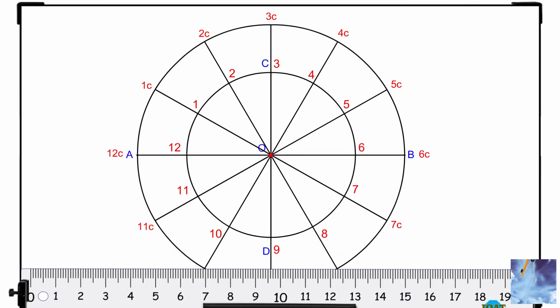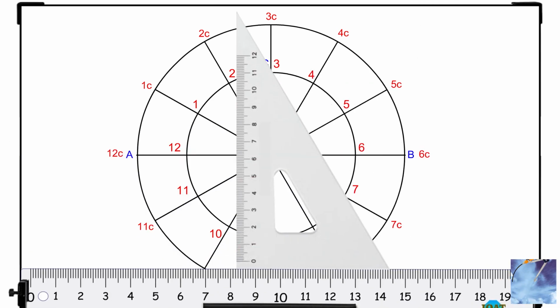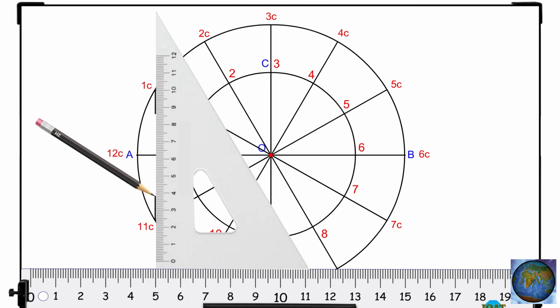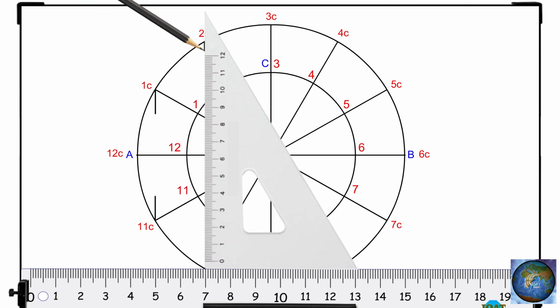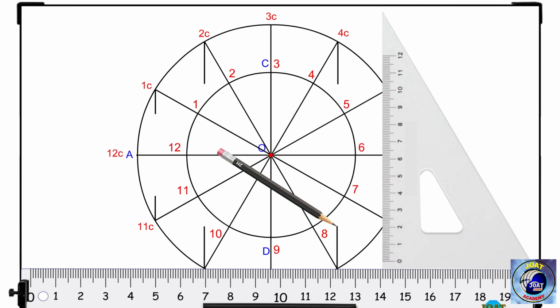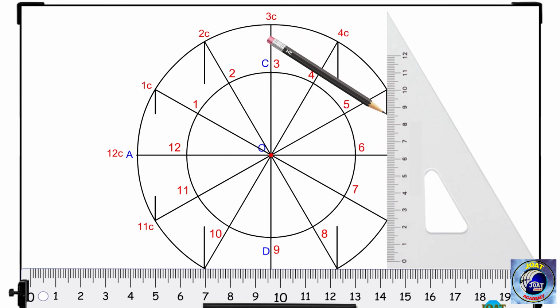Next, place your set square firmly on the T-square and project these points, 1C and 11C, 2C and 10C, 4C and 8C, and 5C and 7C.